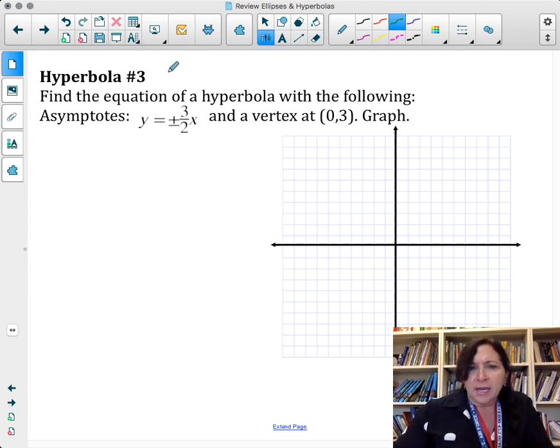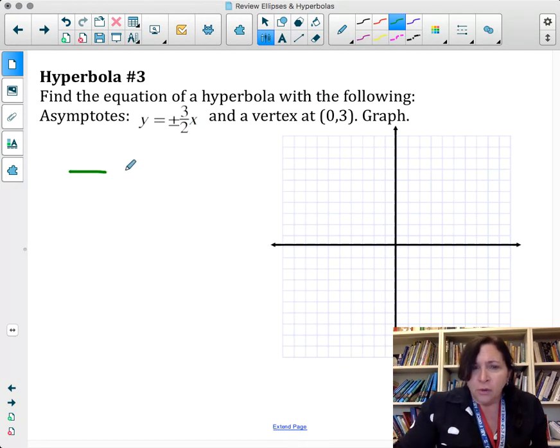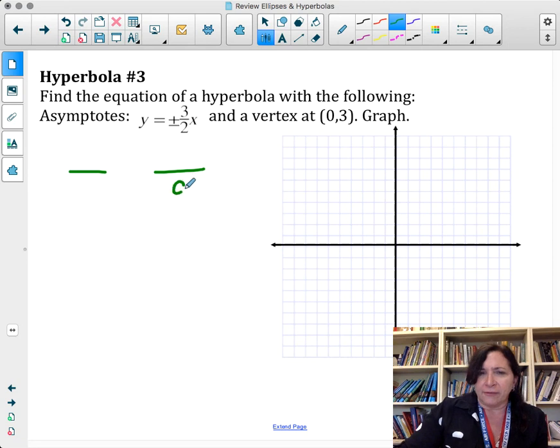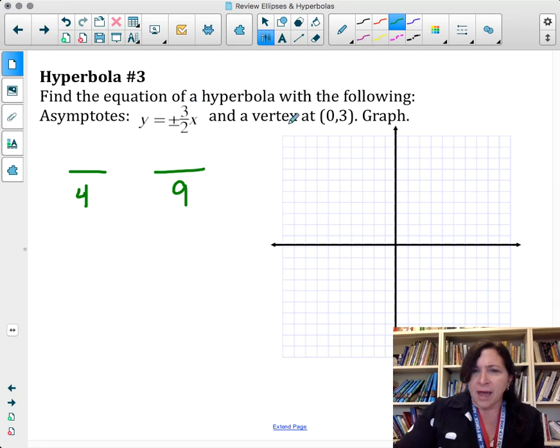Problem number 3 is a hyperbola. Find the equation of a hyperbola with the following. We have asymptotes as the rise over run. So I already know that this value right here is my rise, so that would have to be 9, and this would have to be 4. It also tells me that I have a vertex at 0, 1, 2, 3. So I have a vertex like this.